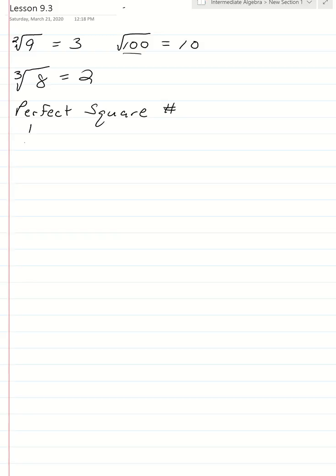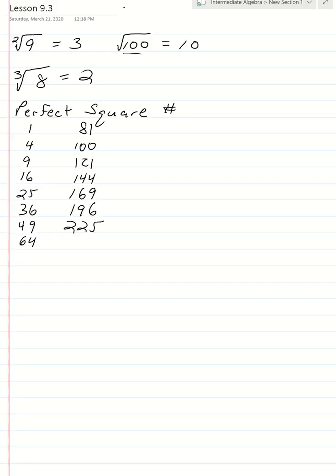Those were numbers like 1 and 4, 9, 16, 25, 36, 49, 64. Of course, there were more. Numbers like 81, 100, 121, 144, 169, 196, and 225. Those are all perfect square numbers, okay? And we used those numbers when we were dealing with the difference of two perfect squares, and they're going to become helpful once again with what we're going to be looking at in today's lesson.